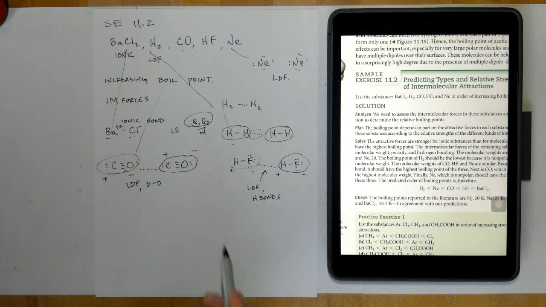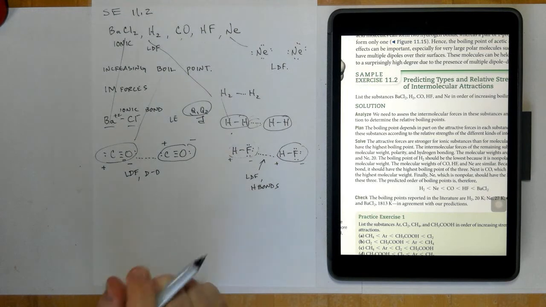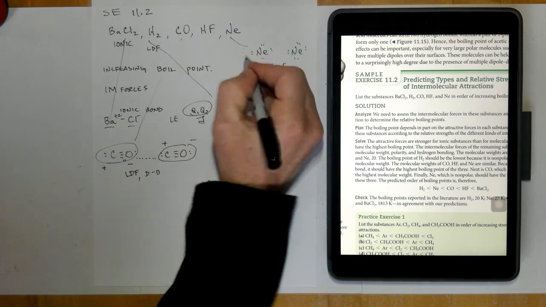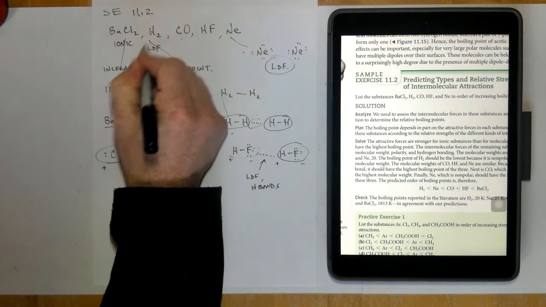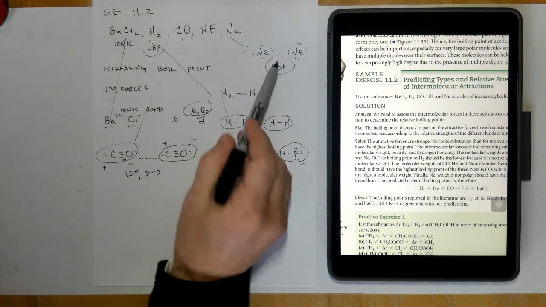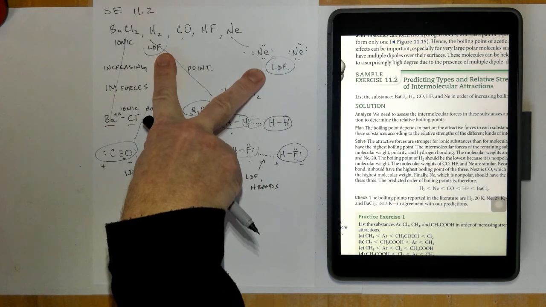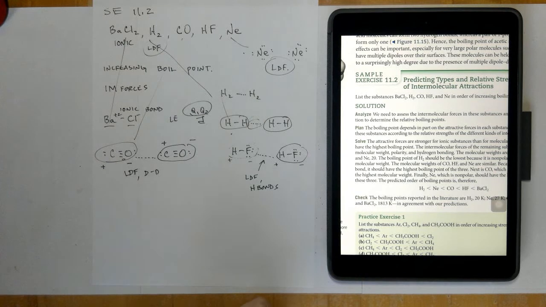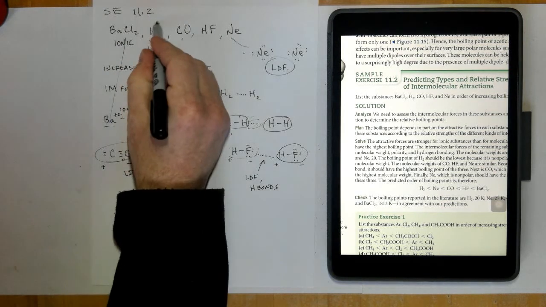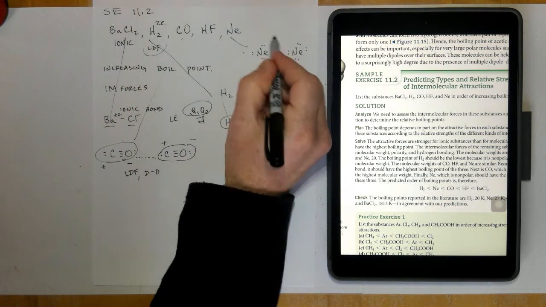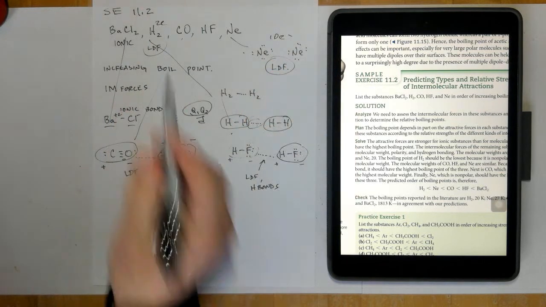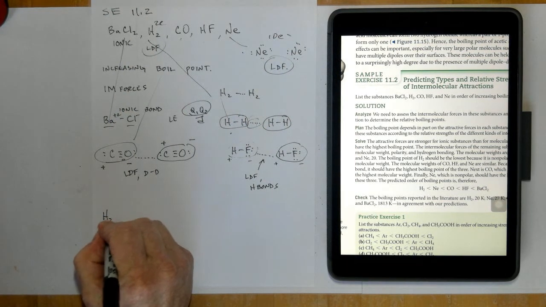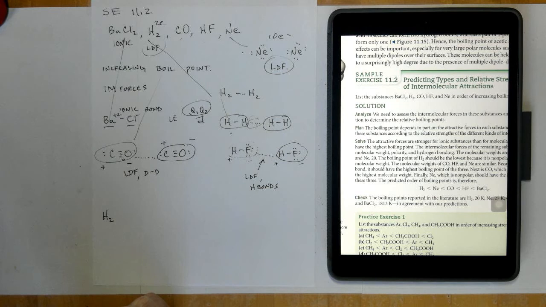So let's start from the wimpiest holders together here, the lowest boiling point. So we have only London dispersion forces here and only London dispersion forces here. So what's the deciding factor between those two? Number of electrons. Who's got more electrons? Well, hydrogen would have 2 electrons. Neon, I believe, would have 10 electrons each. So hydrogen wins. Hydrogen would be the lowest boiling point.